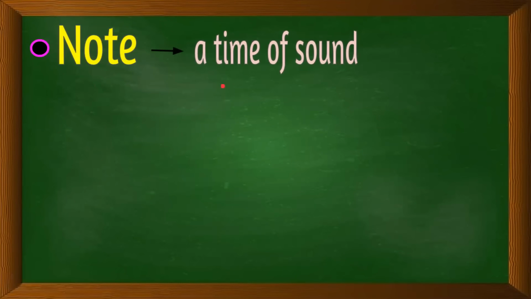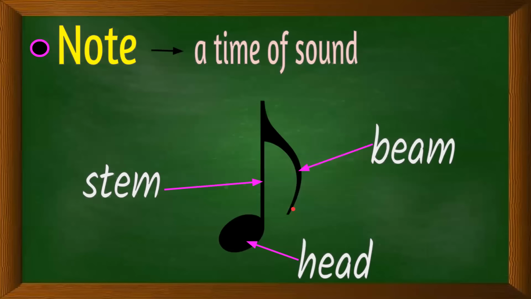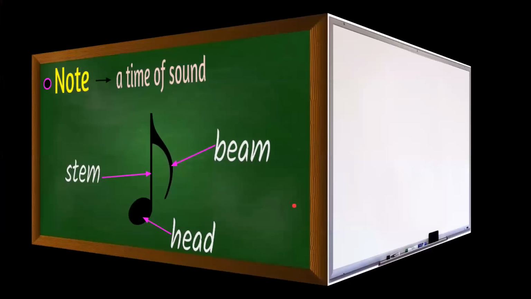Again, a note is a time of sound, and take a look at this. This is a note, and it has its parts. This is the head. This one is called the stem. And this is the beam. Others call this one a flag. Again, these are the parts of the note: the head, the stem, and the beam or flag.